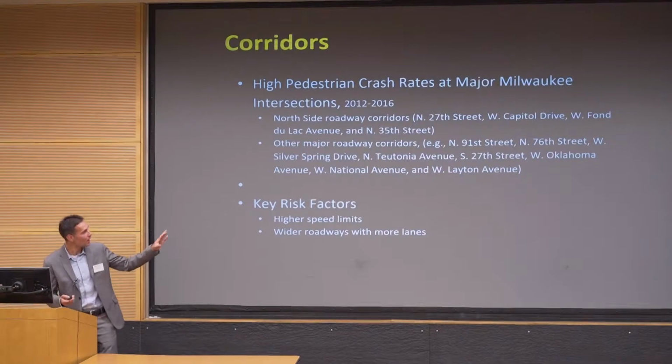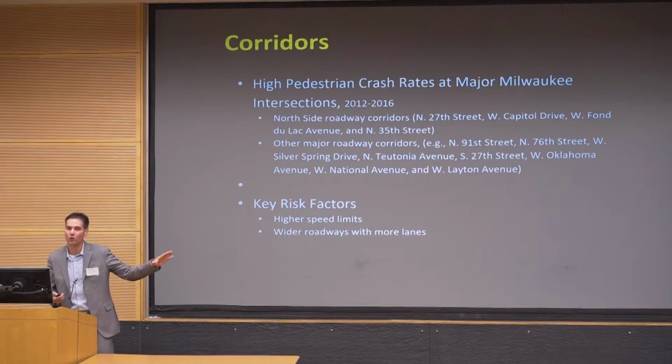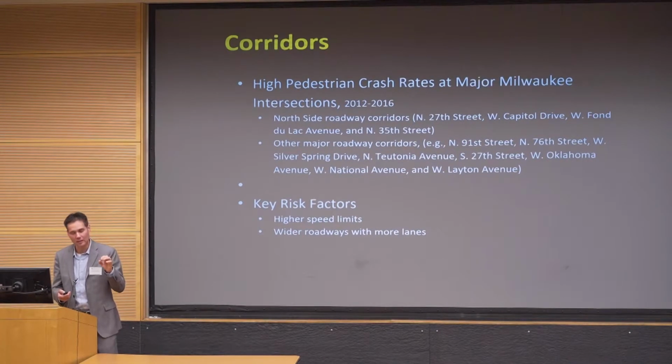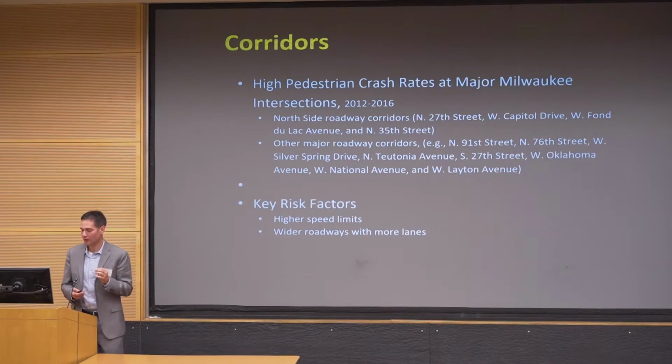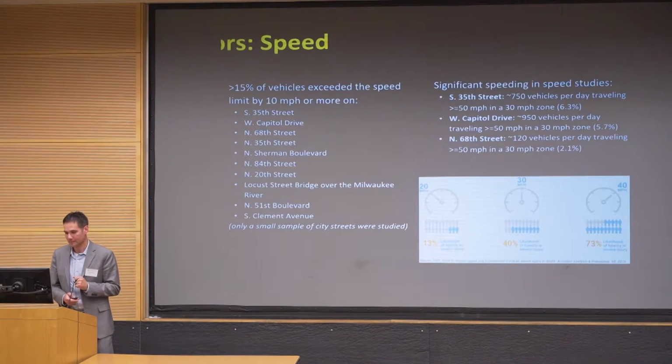So these are some of the high pedestrian crash rate corridors that need special attention in the pedestrian plan. They have higher speed limits and tend to have wider roadways with more lanes.